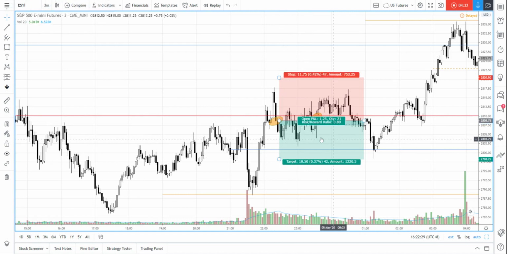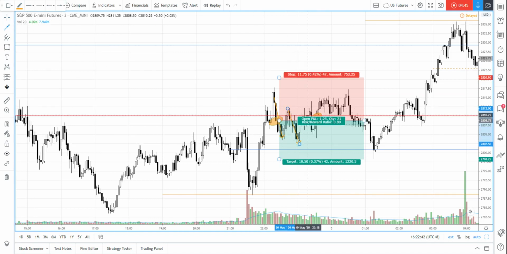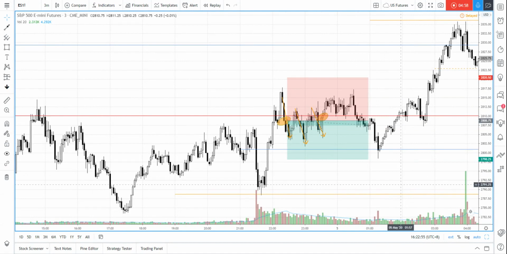You can see that we did have a few attempts. Let me just use this arrow. This is the first time to move down, this is the second time, and then we have a third time. With these 3 attacks, we didn't manage to have any significant downside follow through, which I anticipated to at least test this swing low.